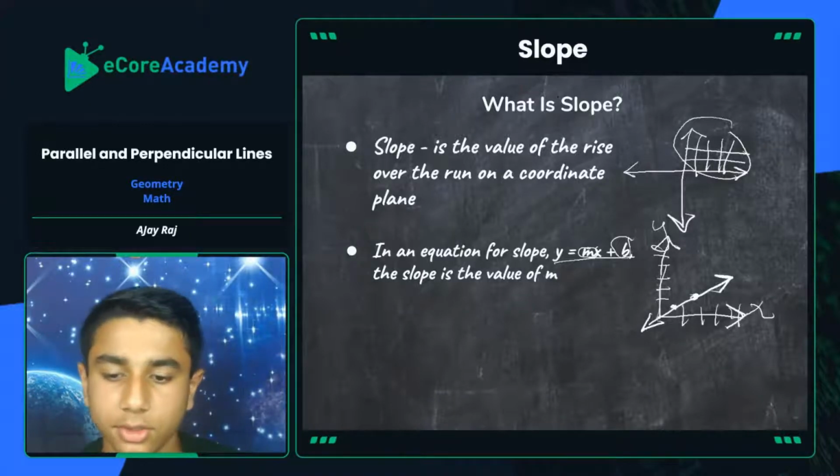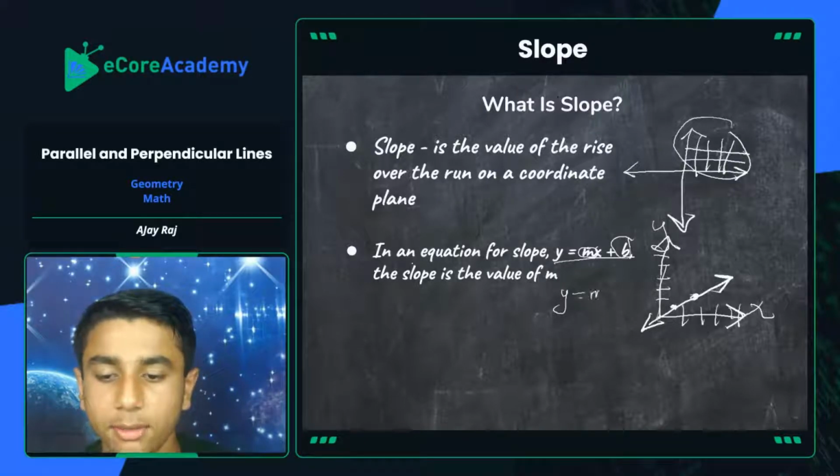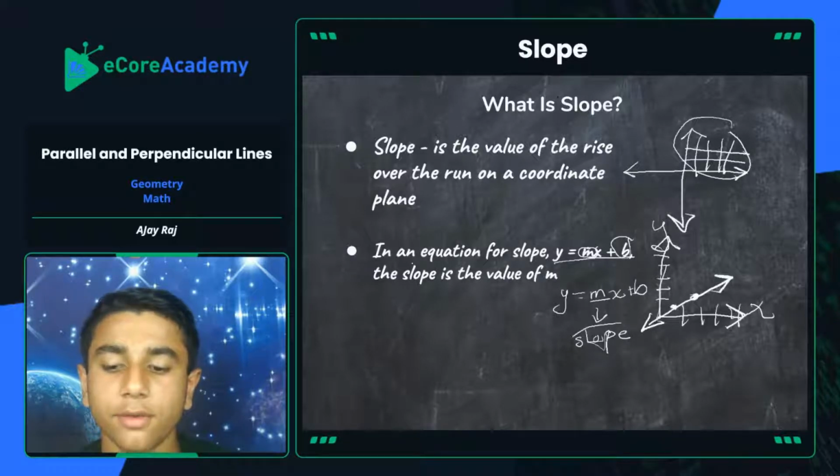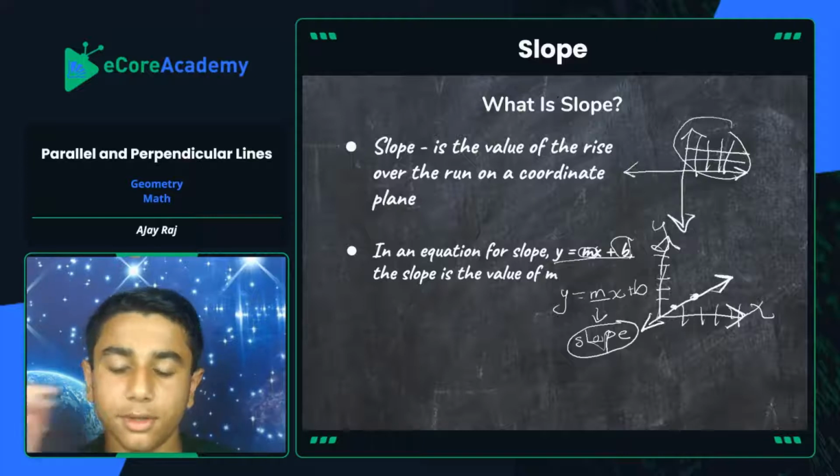And you can copy down this equation. I'll write it down here if I marked it up too much. y equals mx plus b, and m is the slope. And you don't even need to know if the slope is a rise over run. I will go into that in further detail.